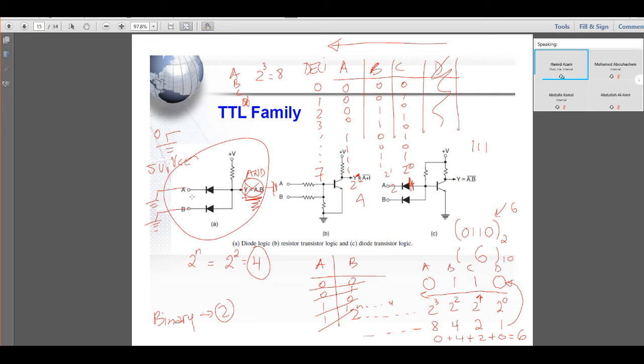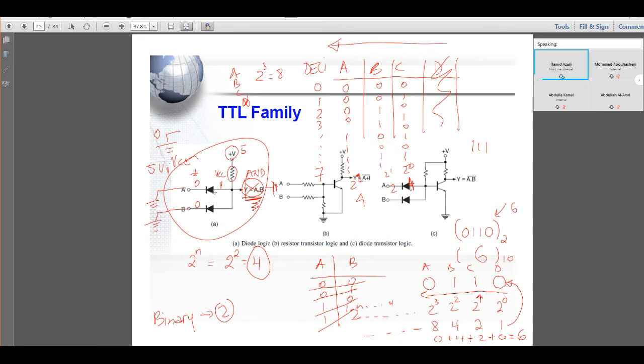So if this one is 0 and this one is 0, what do you have on the other side? We have a V, which is 5 volts. Let's say this is a small resistor, so 5 volts will be seen here, which is 1 logic, 5 volts. So ground and 5. This represents 0 logic and 1 logic, which is VCC and ground here.